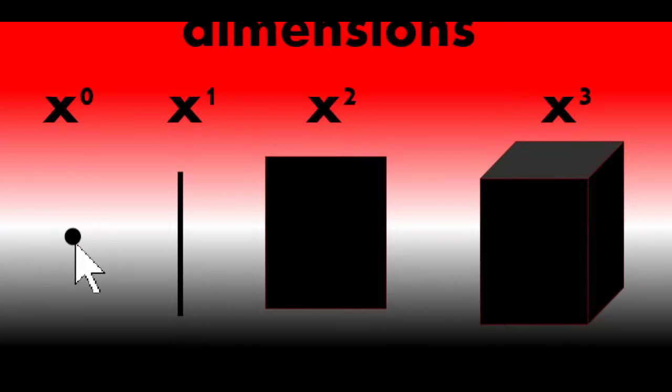The first dimension is actually the 0th dimension, which is a point. It means it takes up no space at all. It exists, you're going to understand what that means when we get into physics. It exists, it just doesn't take up any space. Then you got a line. That's the first dimension. 1 exponent.